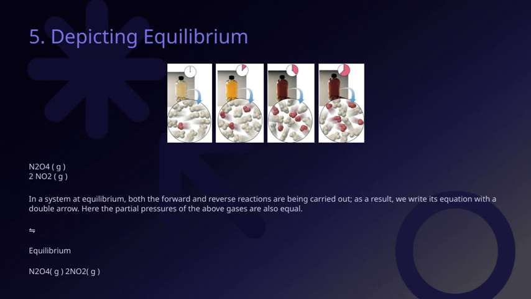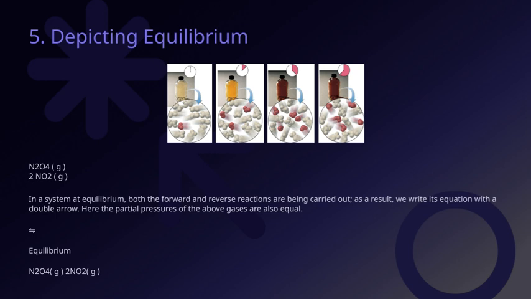Let's take a closer look at this equilibrium between N2O4 and NO2 gases. When we write the equation with the double arrow, it indicates that both the forward and reverse reactions are happening simultaneously. In other words, N2O4 is breaking down into NO2, while at the same time, NO2 is recombining to form N2O4. An important point here is that, at equilibrium, the partial pressures of these gases are equal in magnitude, which means the rate of the forward reaction equals the rate of the reverse reaction. This balance is what maintains the system in a steady state.